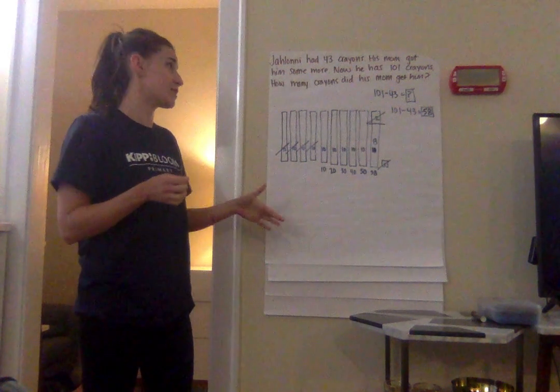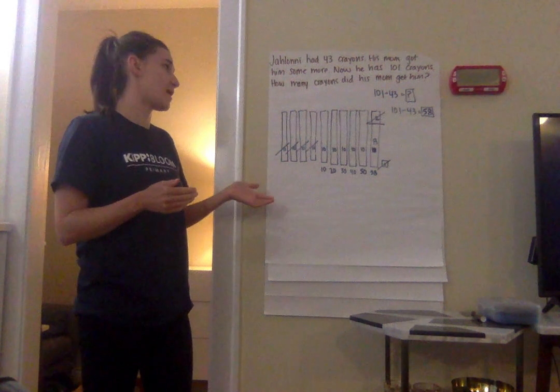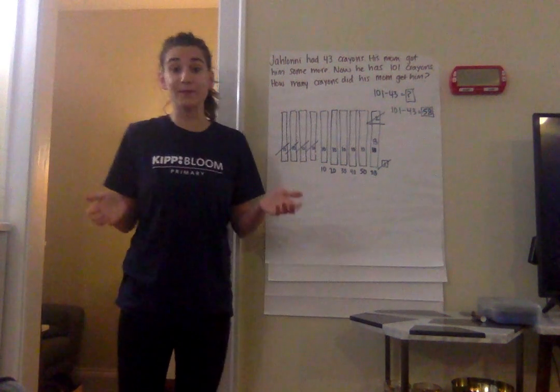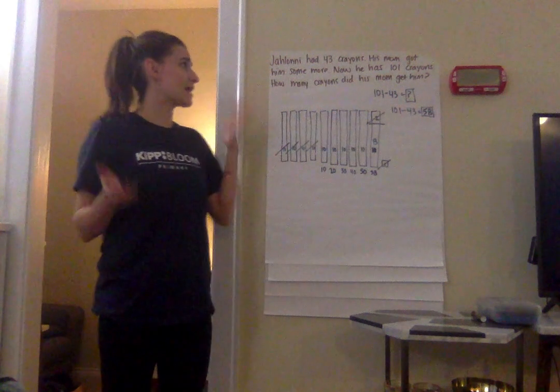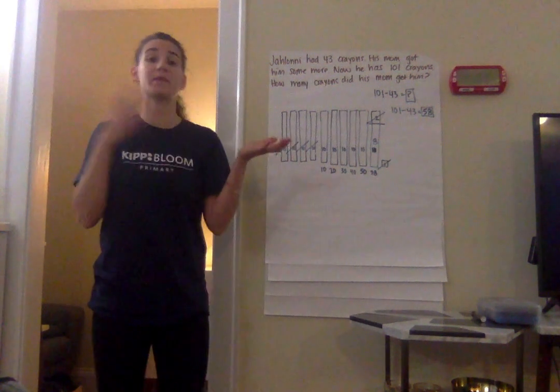Jelani had 43 crayons. His mom got him some more. Now he has 101 crayons. How many crayons did his mom get him? I chose to solve this by doing subtraction. I knew that he had 101 in total, and then he had 43 and his mom got him some more.